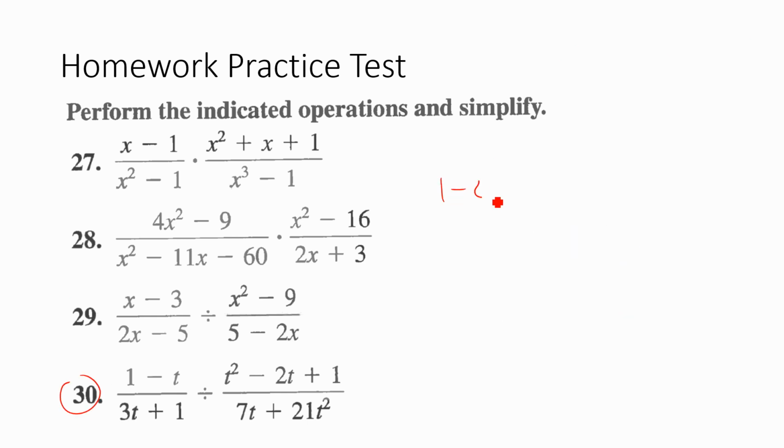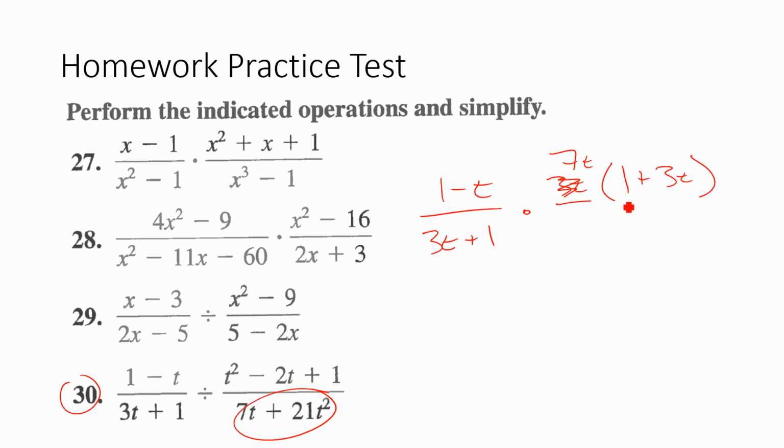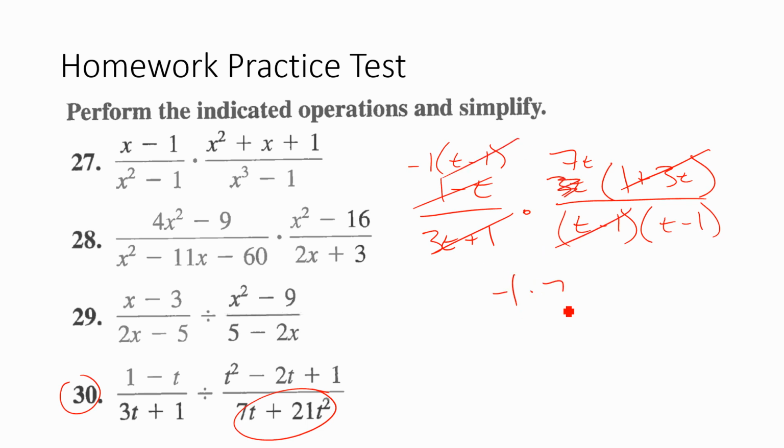Number 30. 1 minus t over 3t plus 1 times, let's factor this. We can pull out a 7t. And we're left with 1 plus 3t over, this is t minus 1 squared. So these cancel. And I'm going to rewrite this as negative 1 times t minus 1, if I can cancel these out. And so we're left with negative 1 times 7t on top and the t minus 1 in the denominator. So we're left with negative 7t over t minus 1.